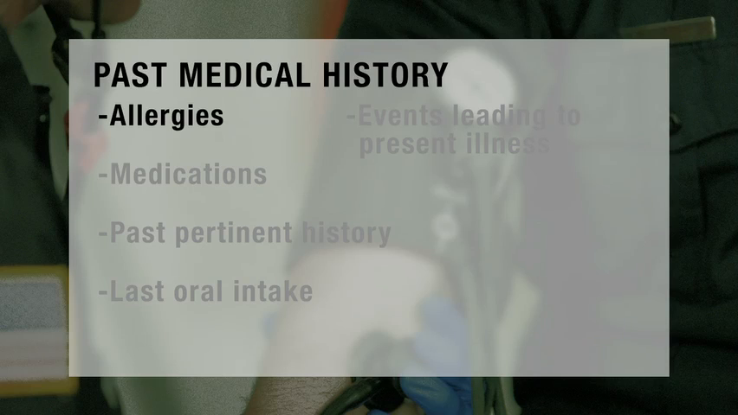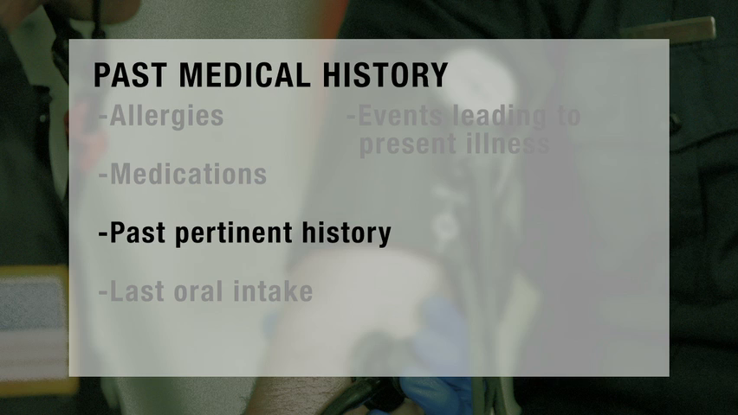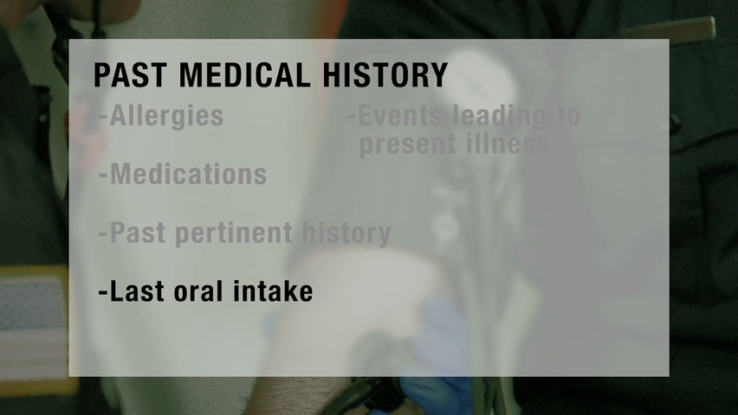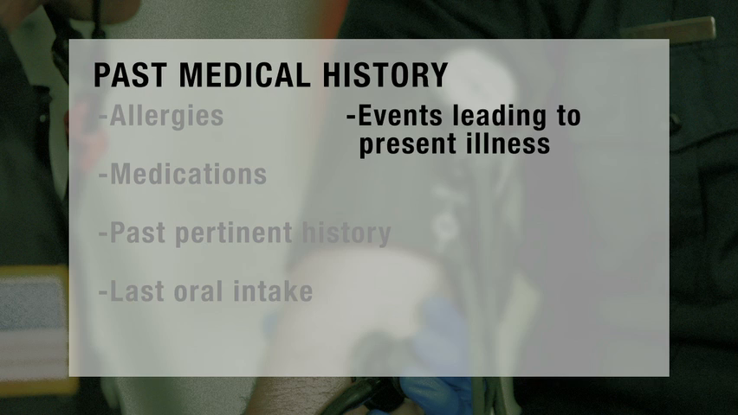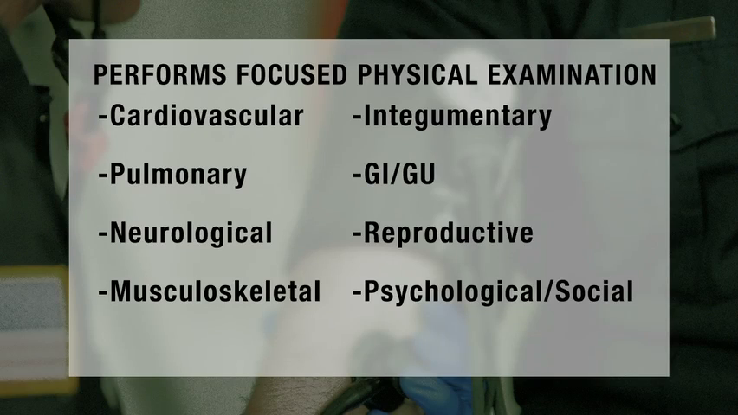The second part is a SAMPLE history, and that stands for S is signs and symptoms, A is for allergies, M is for medications, P is for past medical history, L is last oral intake, and E are events leading up to the illness. This time you'll be asked to delve more into the systems involved once you've gathered your OPQRST and SAMPLE histories. And what that means is the neurological system, the respiratory system, the cardiovascular system, musculoskeletal system. Any of the systems that come into play in your OPQRST and SAMPLE history, you'll be given 5 points for assessing that.